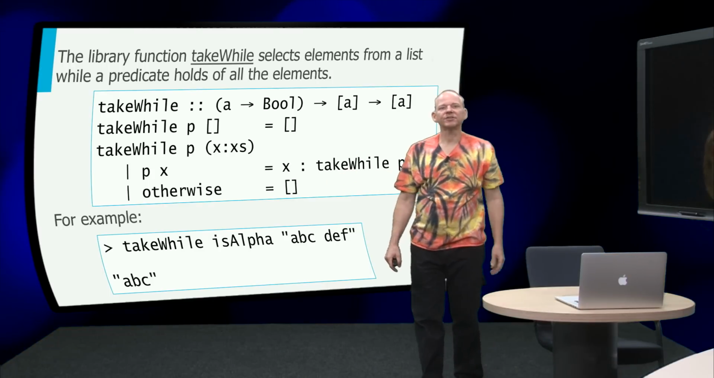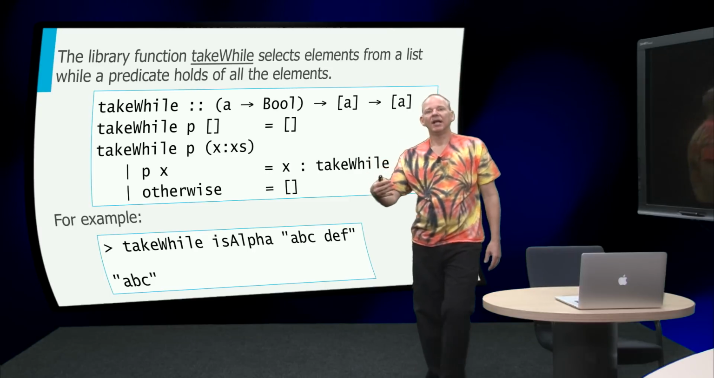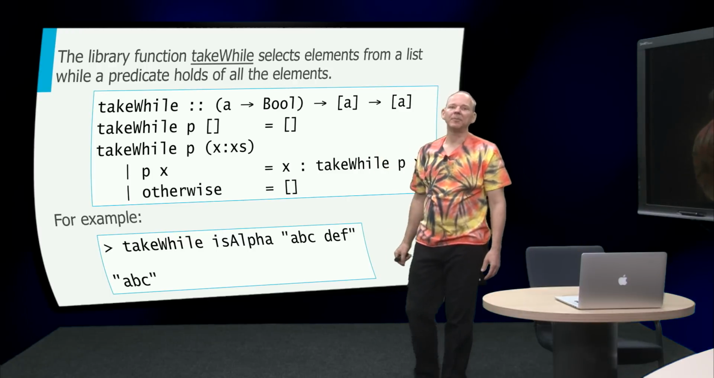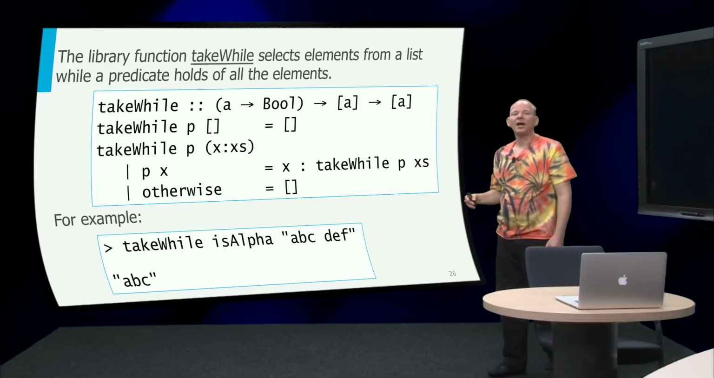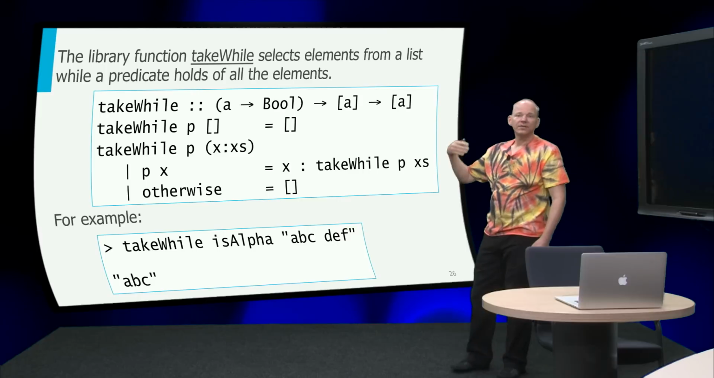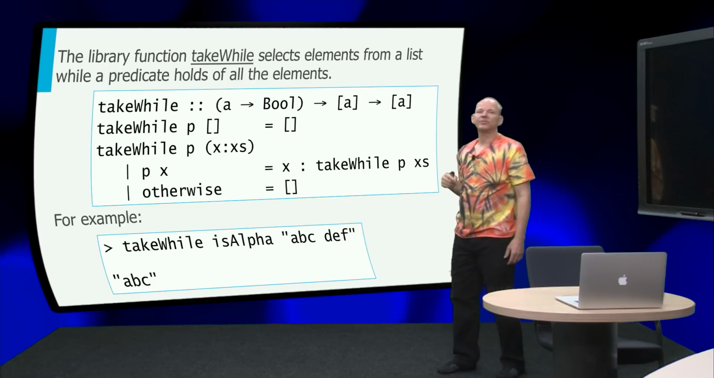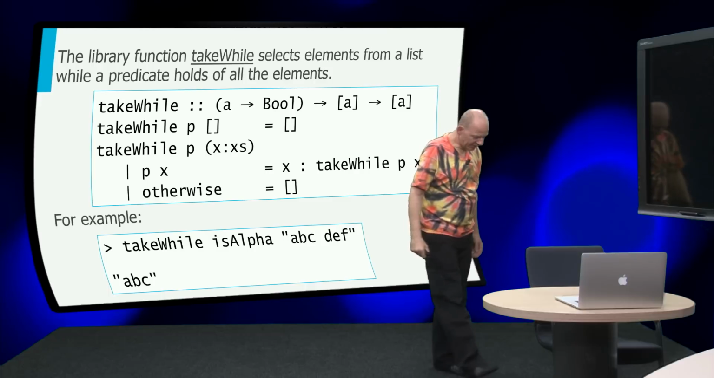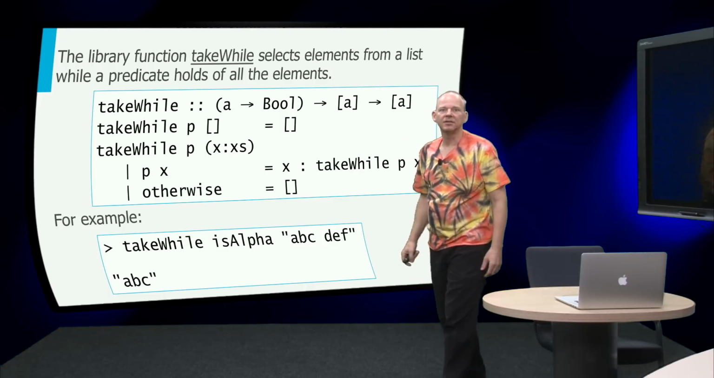Here's another interesting function, takeWhile. TakeWhile takes a predicate, and unlike filter, which goes through the whole list and throws away all the elements for which the predicate does not hold, takeWhile is like a while loop. It uses its predicate and chops off elements from the list, returning them until the predicate is false. So let's look at the definition. If the list is empty, well, what can we do? We can only return the empty list.